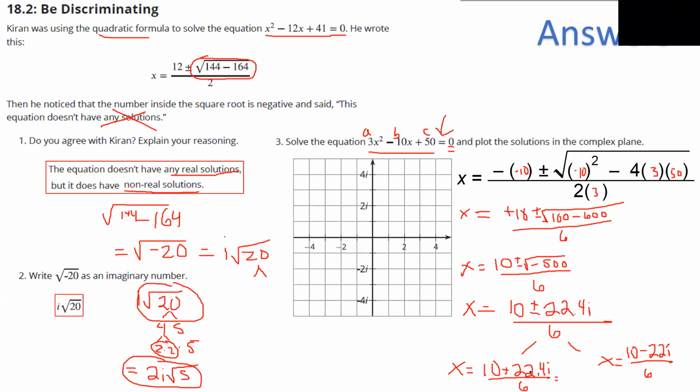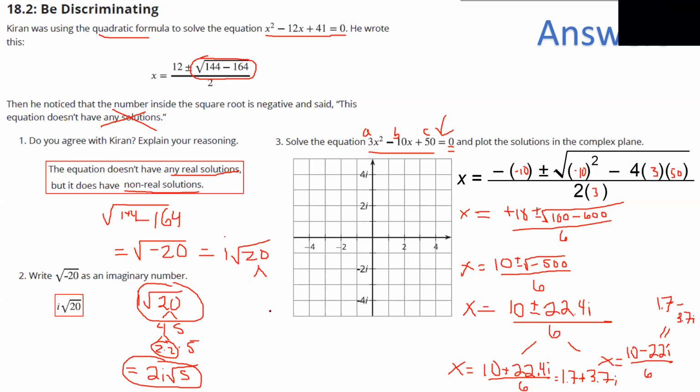Now, since we're dividing this 10 plus 22.4i, we have to divide the 10 by the 6 and the 22.4 by the 6. So if I were to divide 10 divided by 6, I would get 1.7. So 1.7 and then plus, 22.4 divided by 6 is going to give us 3.7. So that becomes 3.7i. When we solve this side, it will be the exact same thing, but instead of a plus, it'll be a minus. So we'll get 1.7 minus 3.7i.